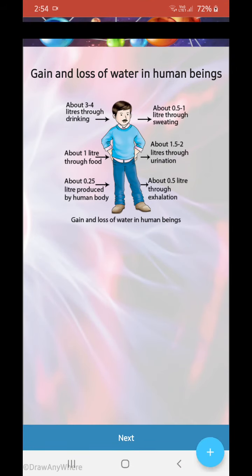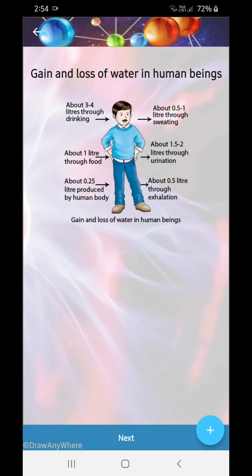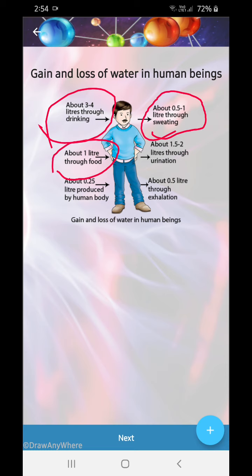Infographs, just see. Now, gain and loss of water in human beings. See very, very properly. 3 to 4 liters you gain through drinking, and you lose 0.5 to 1 liter through sweating. You gain 1 liter through food, and then you lose 1.5 or 2 liters through urination. 0.25 liter is produced in the human body, and 0.5 liters is lost through exhalation.